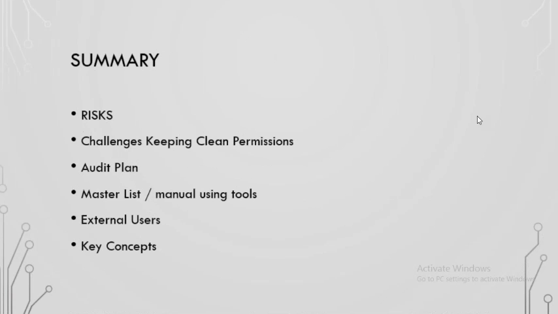So anyway, today we looked at the risks of having information leakage in your environment, and why it's important to secure permissions. We looked at what the challenges were with cleaning up those permissions. We looked at a plan to audit the permissions properly and thoroughly, in a shareable manner that is easy to see. We talked about the master list that we create and the tools that we have to build this master list as our checklist. We talked about the external users a little bit, who they are, and how to audit them. And we covered some key concepts that a lot of people ask about when it comes to managing SharePoint permissions.